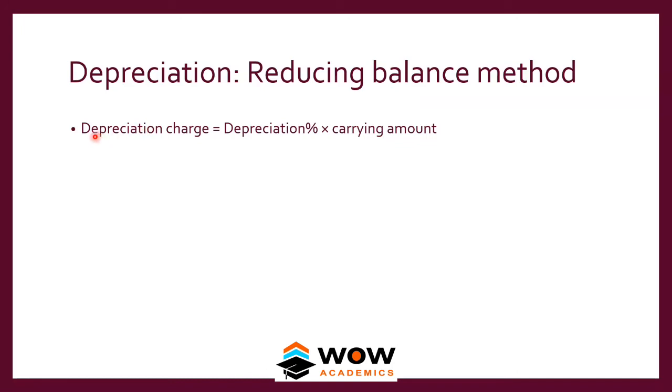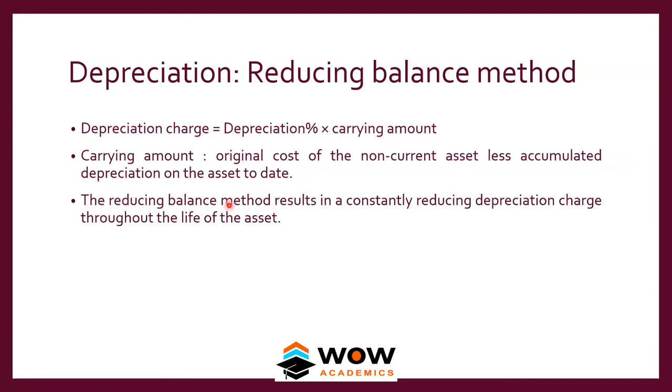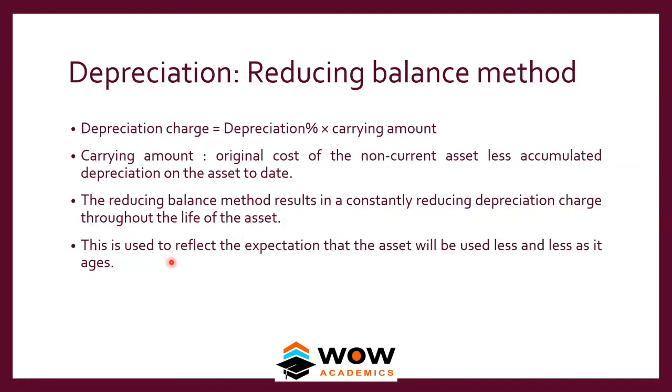The depreciation charge is found out like this: depreciation percentage times carrying amount. Carrying amount is the cost of the asset minus accumulated depreciation. We'll do a sum to get an idea. Carrying amount refers to the original cost of the non-current asset less accumulated depreciation on that asset to date. The reducing balance method results in a constantly reducing depreciation charge throughout the life of the asset. This is used to reflect the expectation that the asset will be used less and less as it ages.